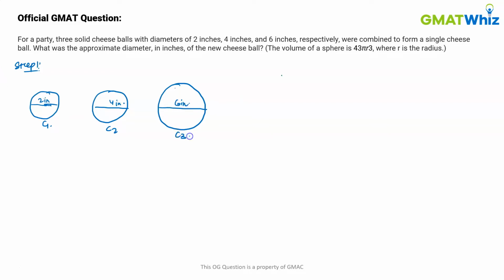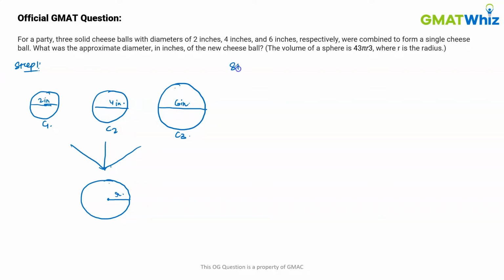This is C3. They were combined to form a single cheese ball. So all of these were combined to form one single cheese ball. And we do not know the radius or the diameter here. We actually have to find that out. What was the approximate diameter in inches of the new cheese ball? So suppose I take the radius of this new cheese ball as R.